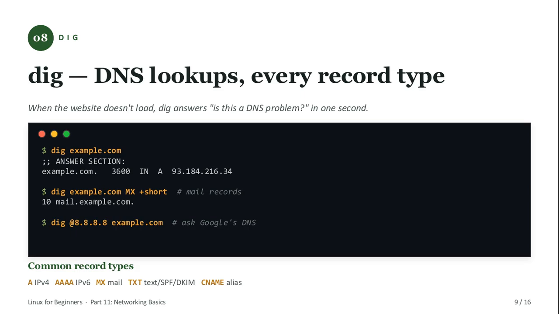Add a record type like MX for mail, TXT for verification records, or AAAA for IPv6, and you can inspect any piece of a domain's configuration. And by putting @8.8.8.8 in front of the name, you ask a specific resolver. Handy when you suspect your local DNS is lying to you.